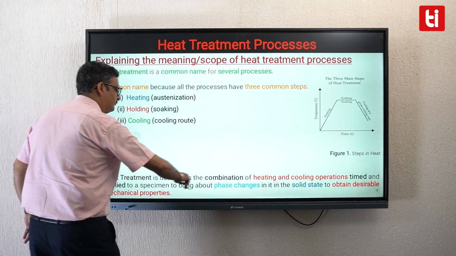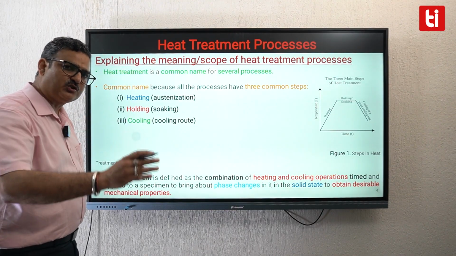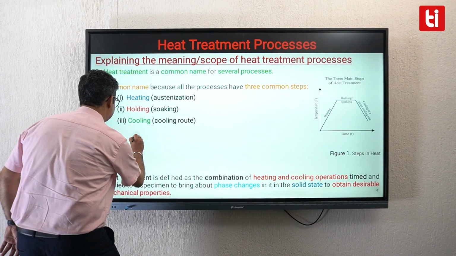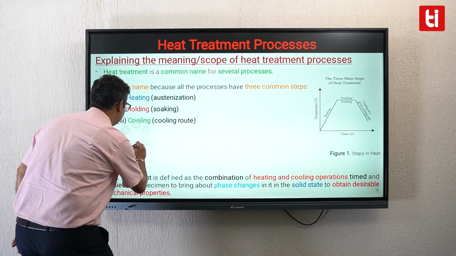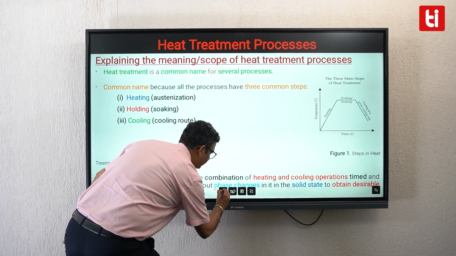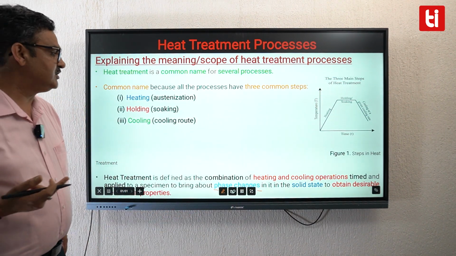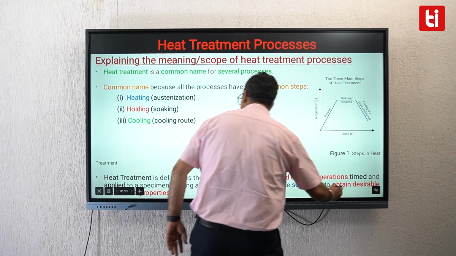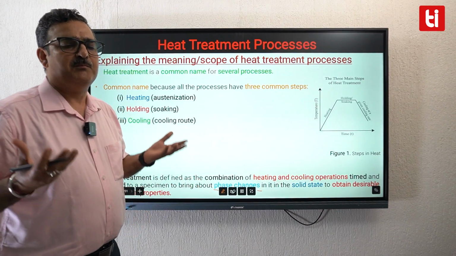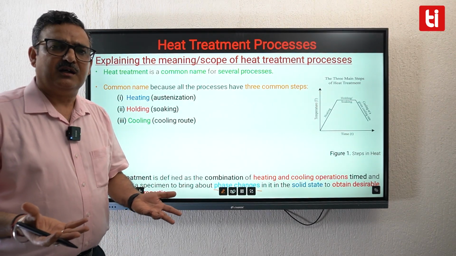So heat treatment is a combination of heating and cooling operations timed and applied to a steel component in the solid state to bring about changes in the phase. Changes in the phases that were earlier there, because whatever phases were earlier in the steel, right, students, they have to be changed. Then only would the mechanical properties change. And why are we doing all this? Because we were not happy with the mechanical properties which the metal or the alloy system was showing. We wanted to change these mechanical properties.